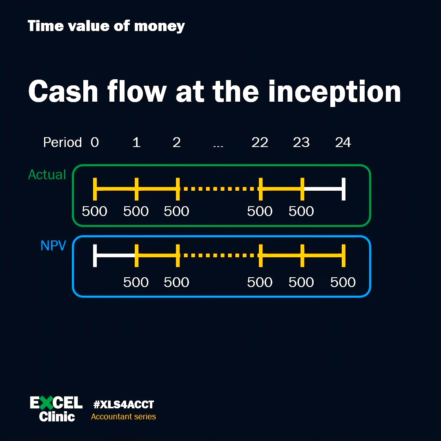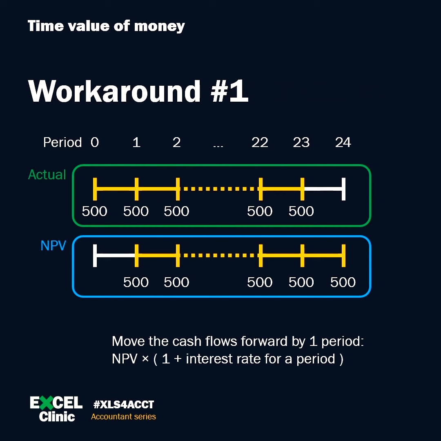So if your first installment is at the inception, you need to tweak the function slightly. There are 2 workarounds. Pick one that is more intuitive to you. Workaround number 1. NPV function in a way over discount the cash flows by 1 period in this context. What you need is to undo the over discounting by 1 period. You just need to multiply the NPV by 1 plus interest rate for a period.